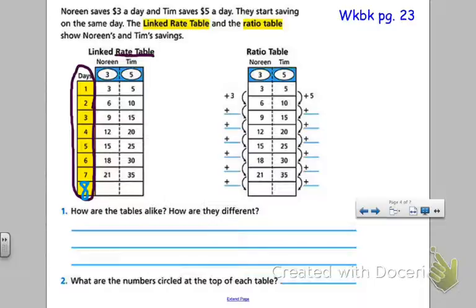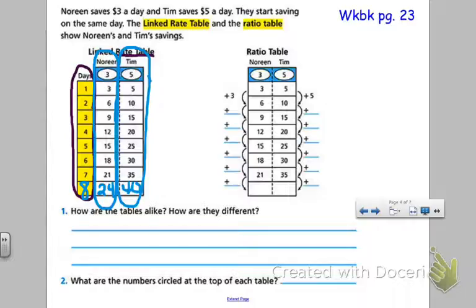And what you can see is that the column for Noreen is increasing by 3 every single time. 3, 6, 9, 12, 15, 18, 21, and of course $24 on the 8th day. That's because Noreen is saving at a different rate than Tim. Tim, on the other hand, is saving $5 a day. So his column is counting by fives, 5, 10, 15, 20, 25, 30, 35, and that means on the 8th day he will have saved $40. So a linked rate table is just that. It's a rate table, but you're linking two different rates. In this case, the rate for Noreen and the amount of money she saves, and the rate for Tim.